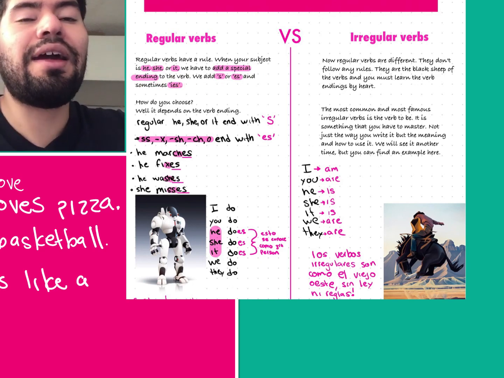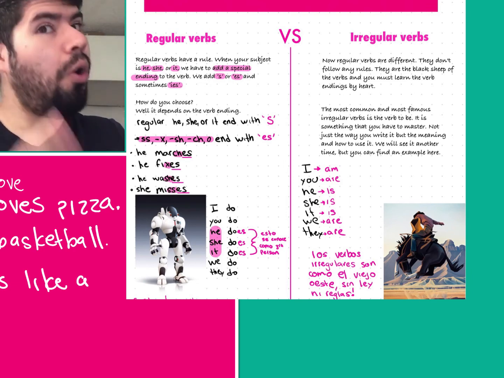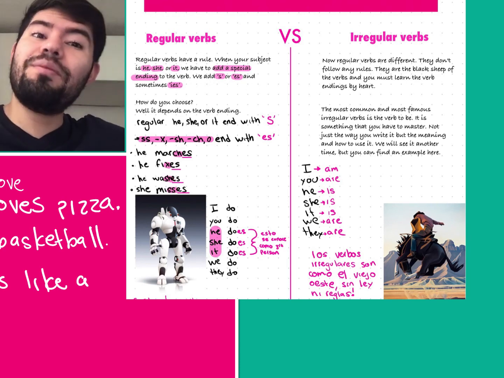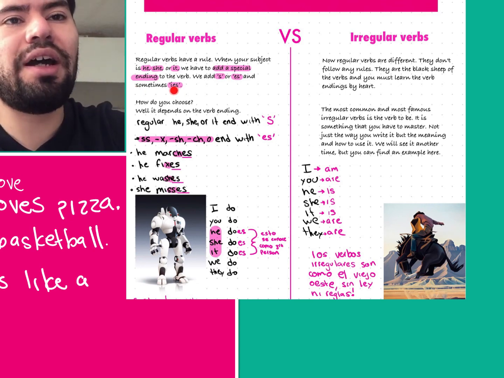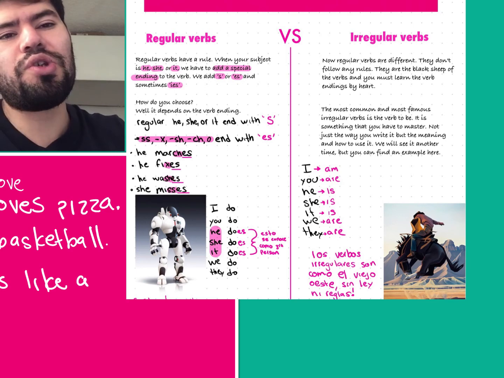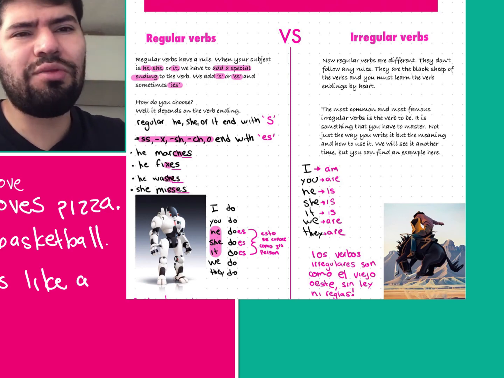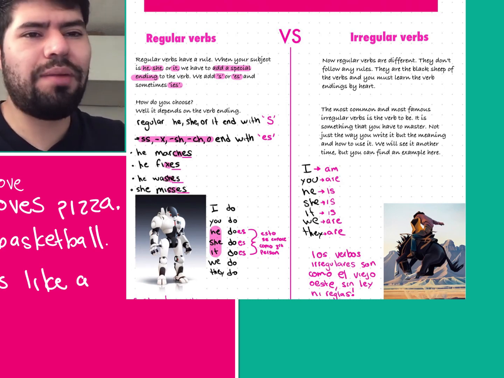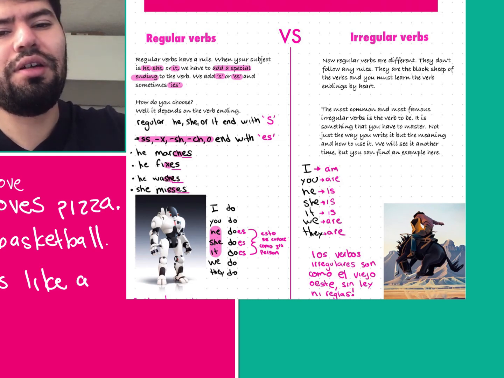We add an s, or es, and sometimes ies. When are those sometimes? When you end the verb in a y, cuando terminan con una y, pero no siempre. Como vimos, el verbo play no cambia. Pero cry, vamos a ver cómo cambiaría cry.